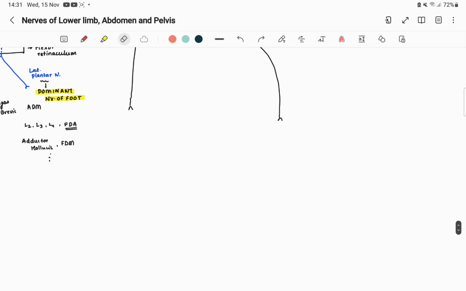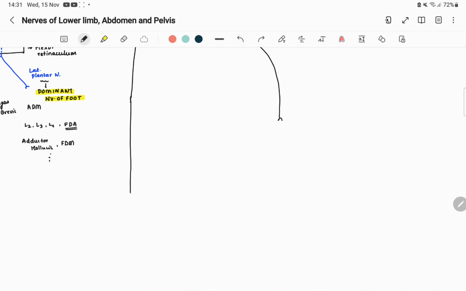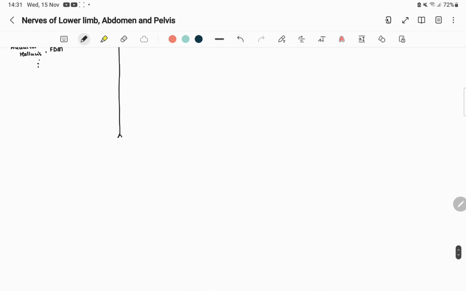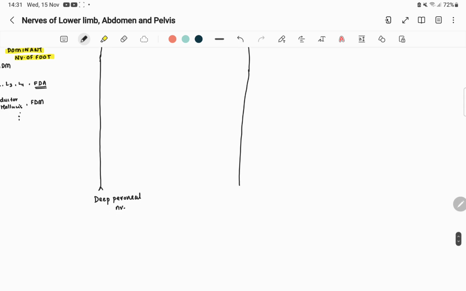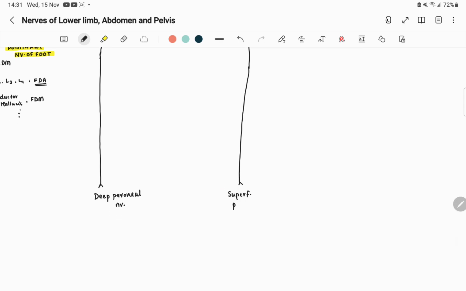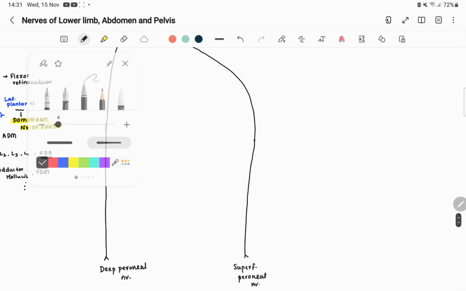So let's trace the deep fibular nerve first. This is your deep peroneal nerve. Now what muscles it supplies, let's see. And this one is your superficial peroneal nerve. So first of all let's start with the deep peroneal nerve.